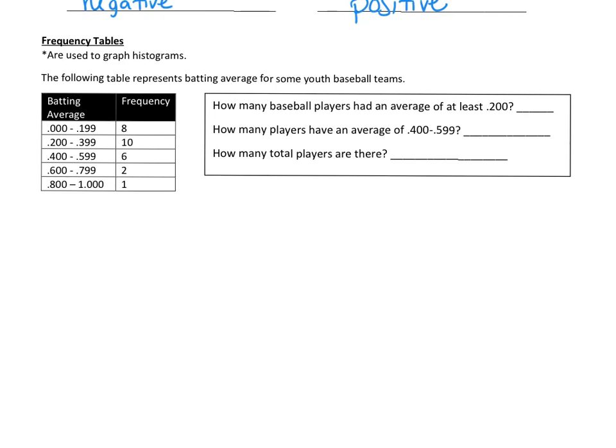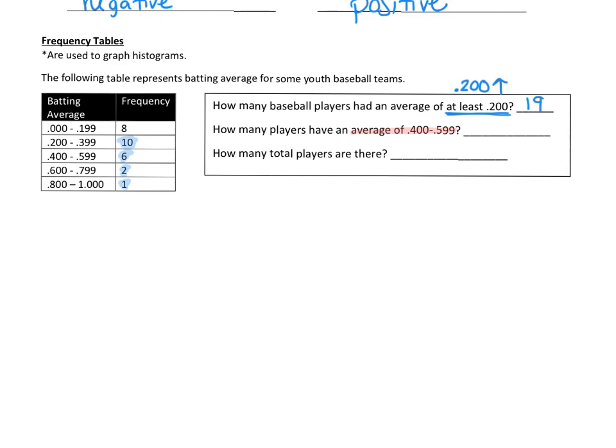So a lot of times it's going to give us a table, and then it's going to ask us some questions about it. So the first question says, how many baseball players had an average of at least 0.2? All right, so we have to be able to know what at least means. At least means that it's 0.2 and above. That means the smallest was 0.2. So which ones apply to that? Well, 0.2 and above would be this one plus this one plus this one plus this one, because it's at least 0.2. So I'm going to add those up, and I know that I have 19 players that have at least a batting average of 0.2. The next question says, how many players have an average of between 0.4 and 0.599?